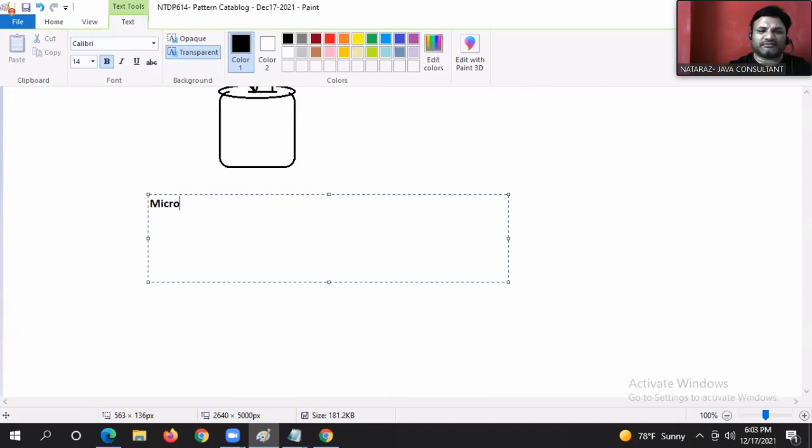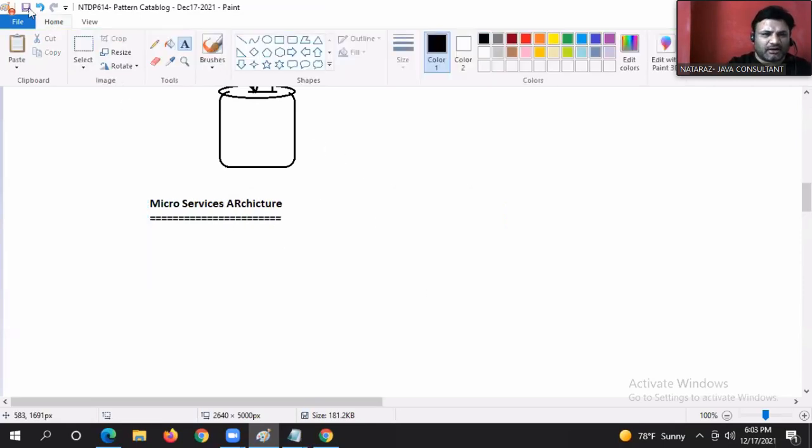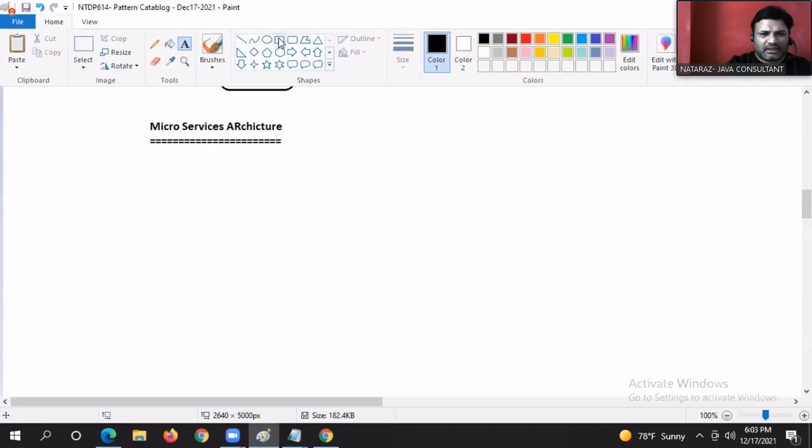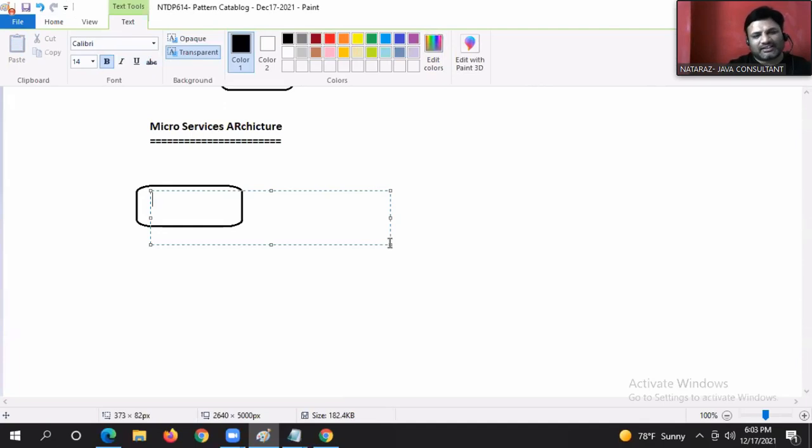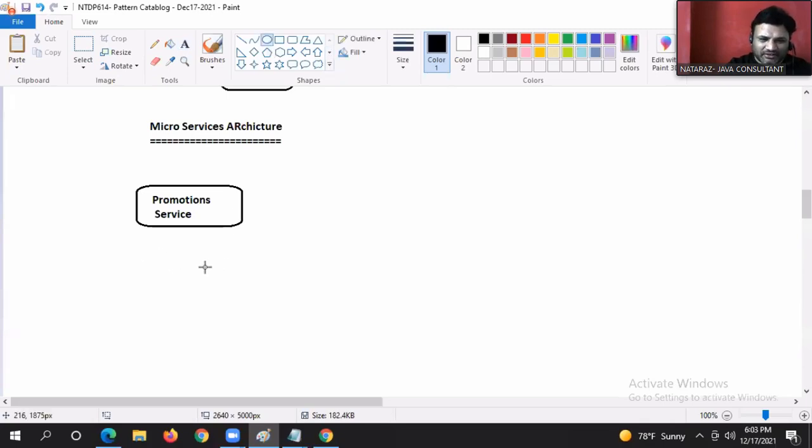Now tell me, what is microservices architecture? Okay, guys. Microservices architecture will be something like this. Service one, nothing but independent project one, guys. Promotions service. It will have its own interaction with the database.